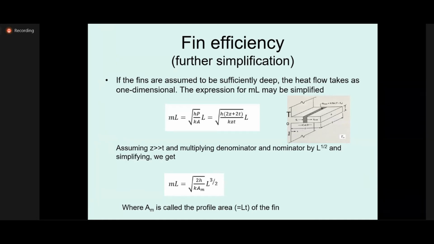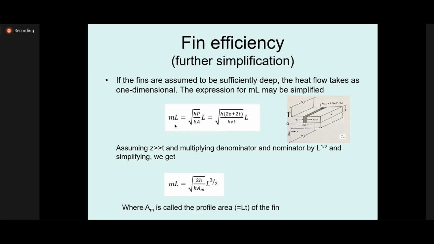We can do further simplification. Say if the fins are assumed to be sufficiently deep, in other words, Z is much, much bigger than the thickness, then we can make a little bit further simplification. Then the heat flow becomes one-dimensional, and that's exactly what we have assumed, that Z is so big that the sidewise variation is negligible and we can consider the heat transfer to be kind of one-dimensional. That's our concept. And the expression for mL in that case can be simplified.